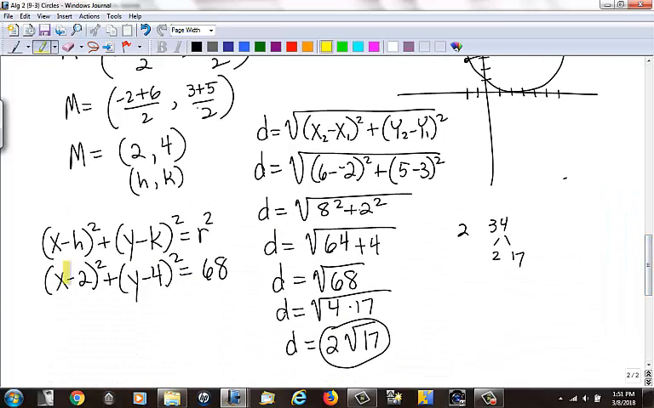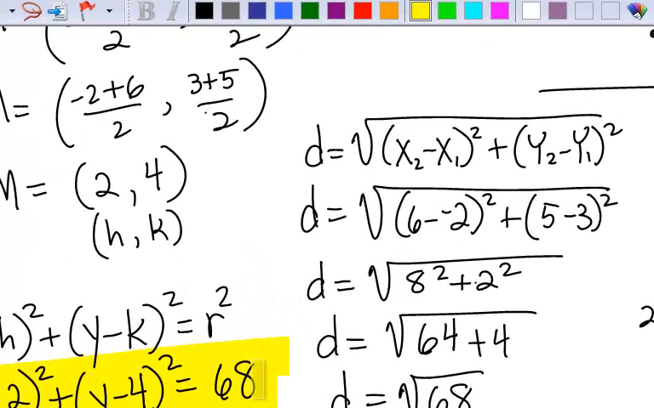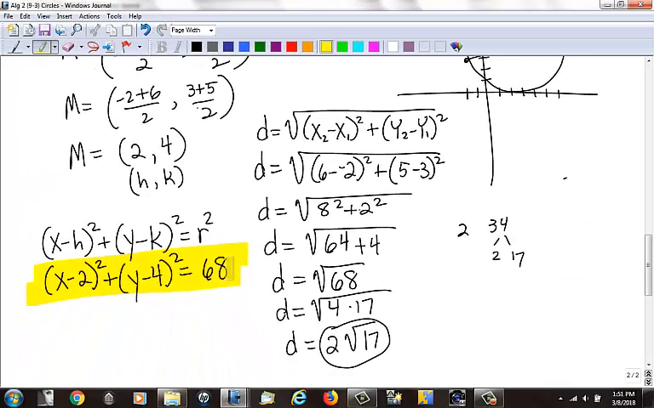Okay, so when they ask for the equation and they give you the diameter, you've got to find the midpoint, because you've got to find the center of the circle, and you've got to find the distance. Oh, wait a minute. The distance across is the whole thing. We didn't ever divide by 2, did we? Ooh, that's where we're off. We didn't divide by 2.